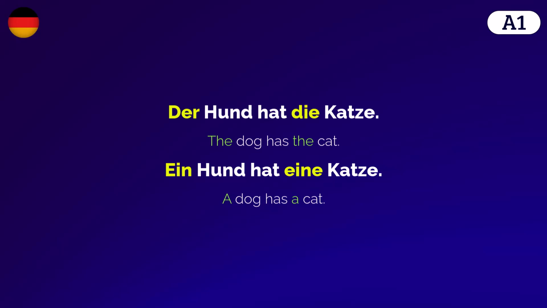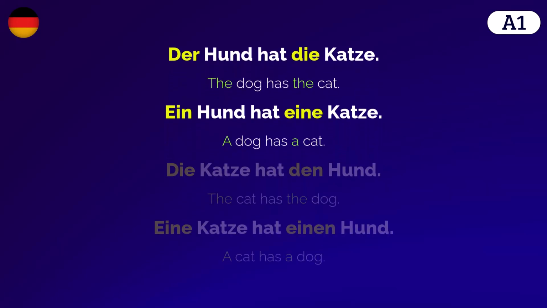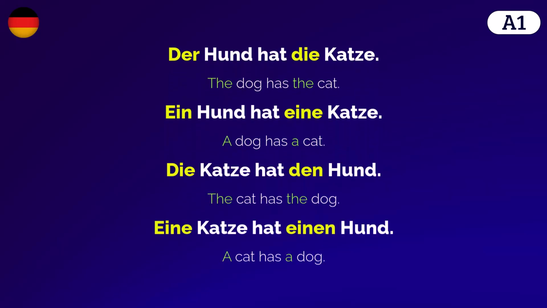Let's take a look at 2 more example sentences to see changes in how articles are used. Die Katze hat den Hund. Eine Katze hat einen Hund.